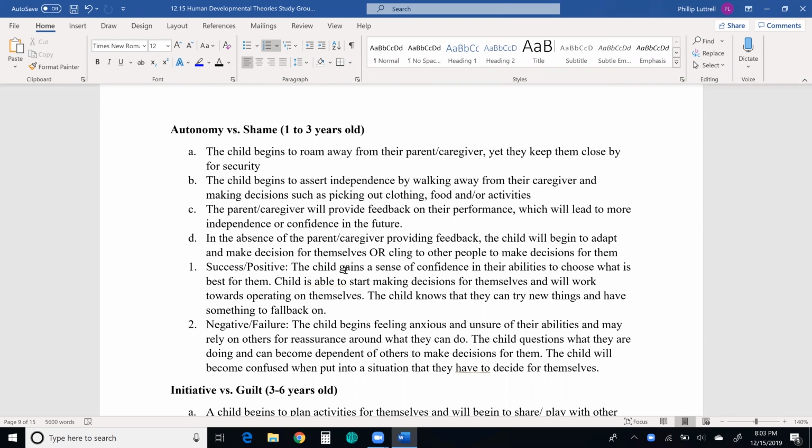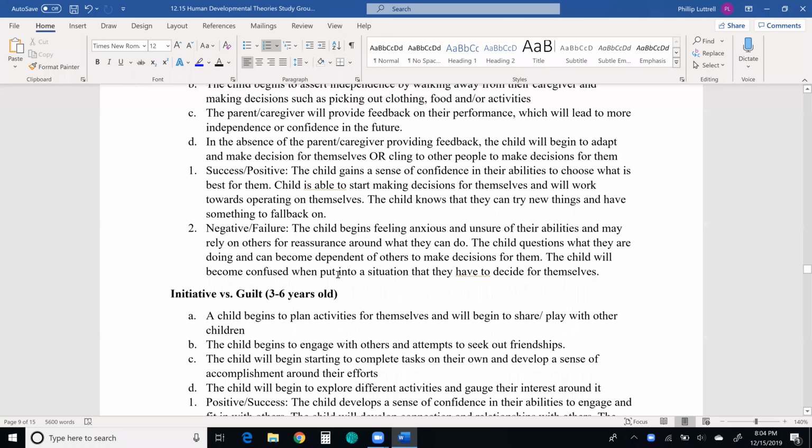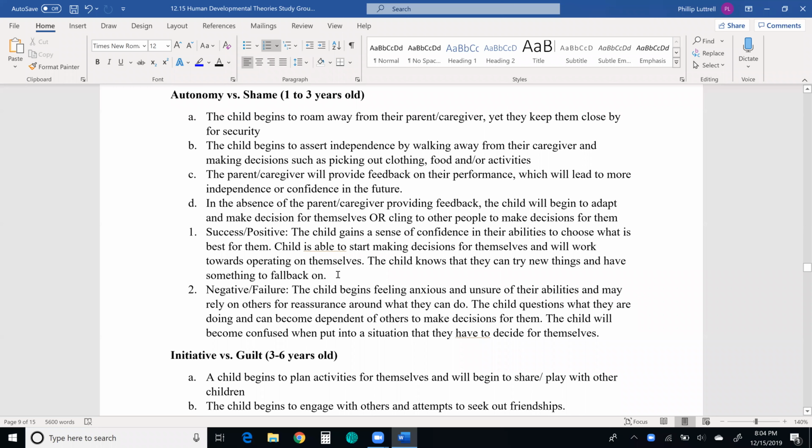And when they try new things, they have that parent or caregiver to fall back on, or the feedback that they receive from the parent or caregiver that is positive, which can help them build more successful attempts in the future. Negative or failure is where the child begins to feel anxious and unsure of their abilities and may rely on others for reassurance around them or what they're capable of.